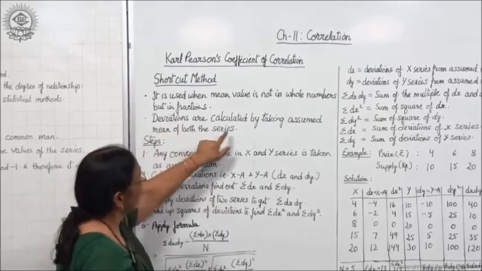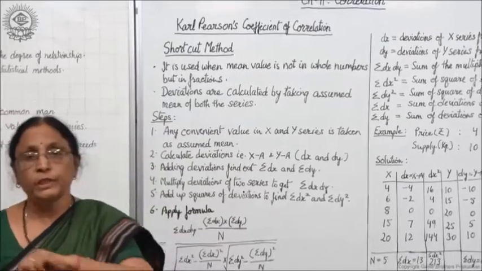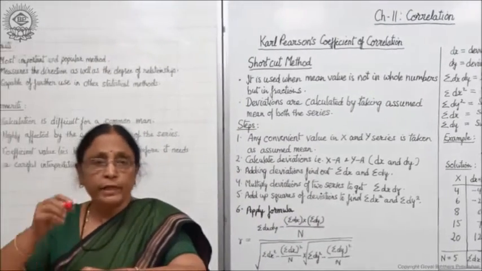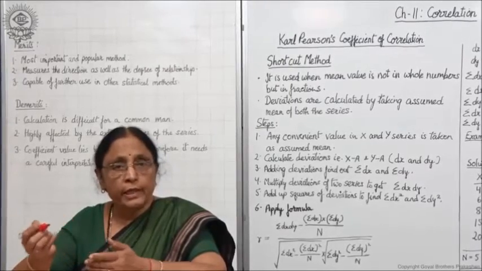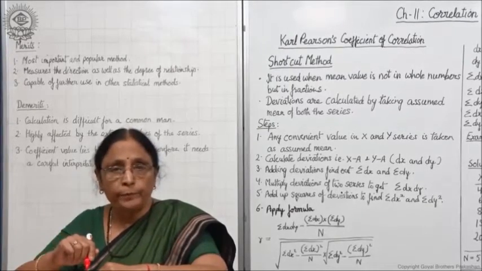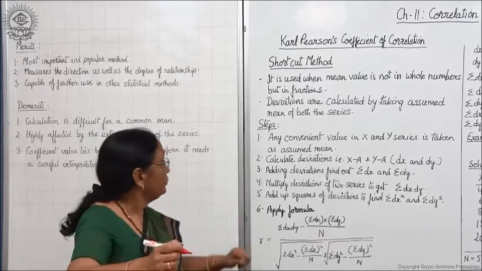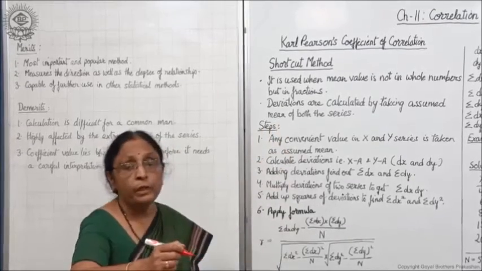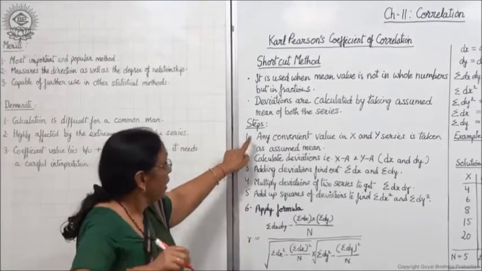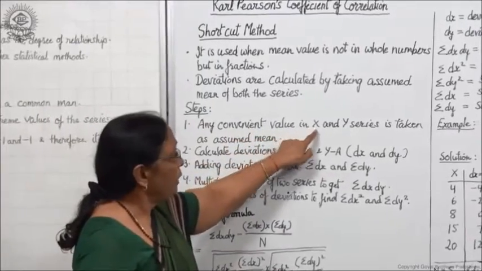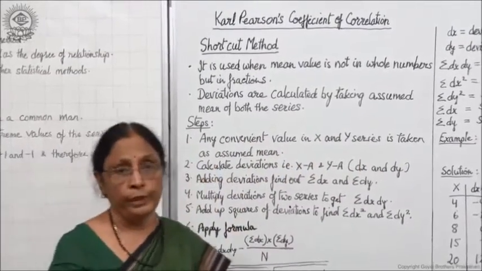Then deviations are calculated by taking assumed mean of both the series. So in this case the deviations are taken by taking the assumed mean of both the series X as well as series Y. Take separate means of both the series as assumed mean, and from the assumed mean we take out the deviations. Now the steps: any convenient value in X and Y series is taken as assumed mean.